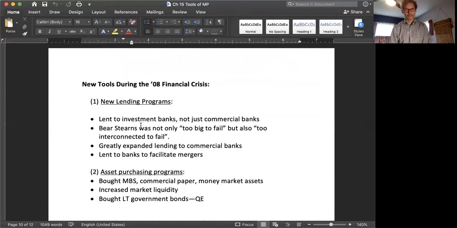Let's talk briefly, to finish up today's discussion, about some other tools that the Fed has used, right? So outside of required reserves and open market operations and discount lending, are there other things that the central bank could use? During the 2008 financial crisis, the Fed did try different things. They tried new lending programs, right? So the Fed didn't just lend to commercial banks.